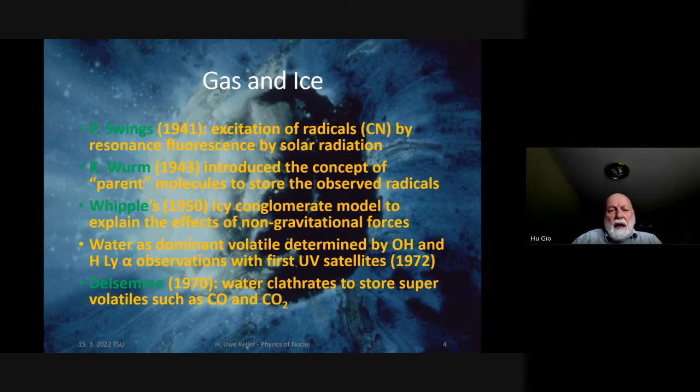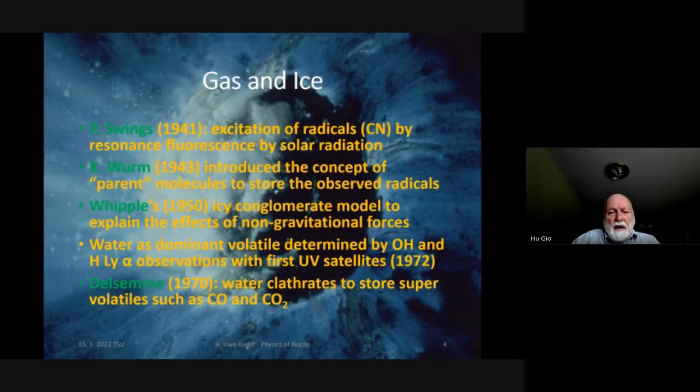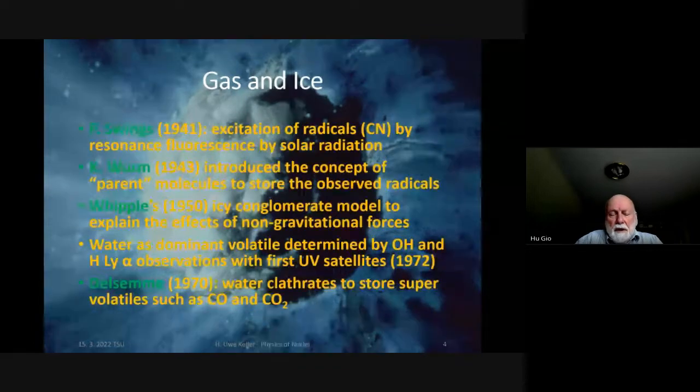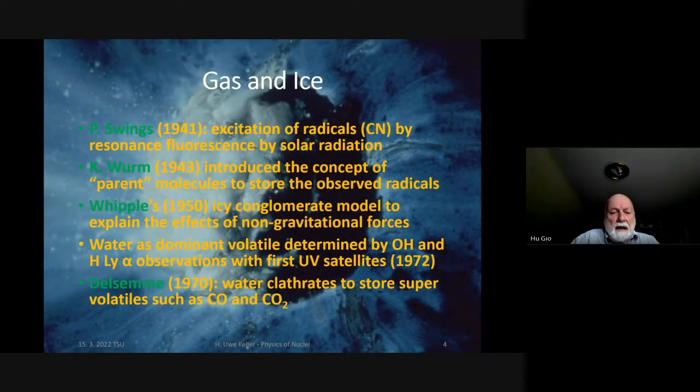Of course, when spectrometers came into use, the interest shifted from the dust to the gas, which was observed with the spectrometers. Mainly the brightest emission in the visible part of the spectrum is CN, and CN is a radical, and it is observed in resonance fluorescence, as was shown by Swings. And the problem is you can't store radicals; they are too active in matter. So you have to find a way to store the radicals. And the suggestion by Wurm was that radicals are stored as parent molecules.